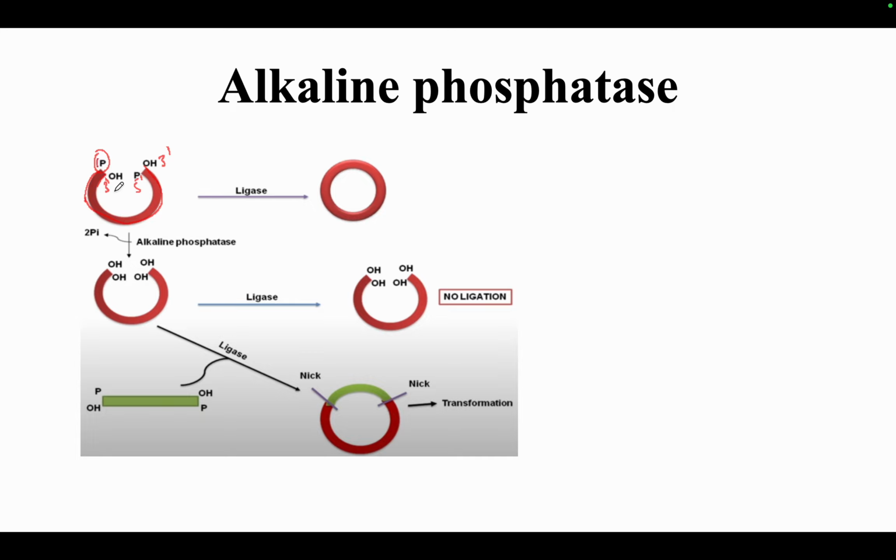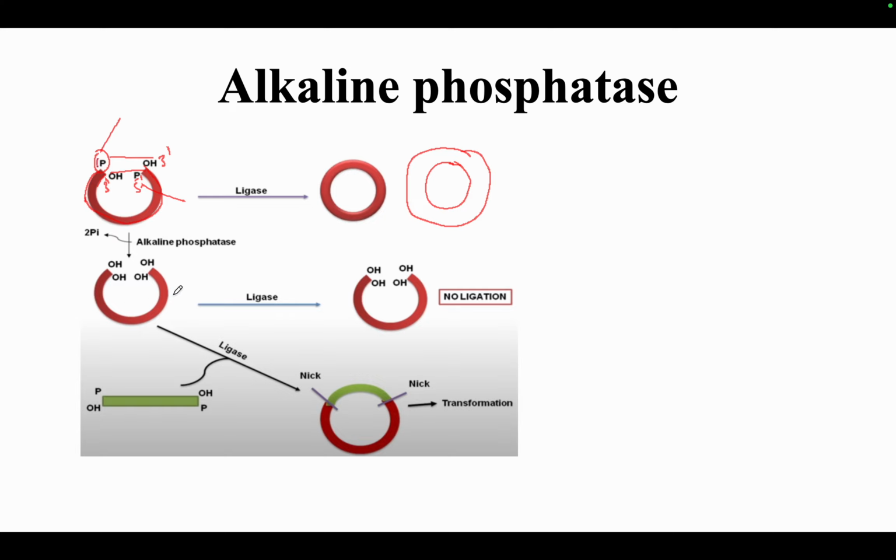So what the ligase molecule will do is form a phosphodiester bond between this, and it will ligate into a completely duplex structure, just like this, without any nick. Now what alkaline phosphatase does is it will remove the phosphate from the 5' end. It will remove this phosphate, and it will have a hydroxyl group here.